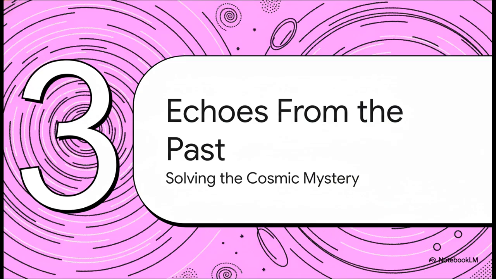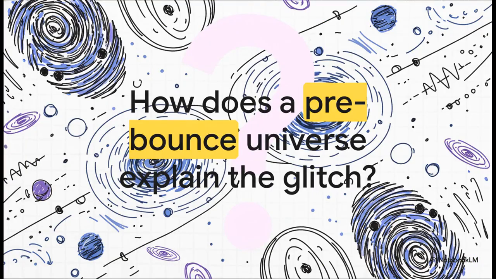Okay, a bouncing universe is a super cool idea, right? But here's the million-dollar question. Does it actually explain that weird glitch we saw at the beginning? That strange anomaly in our cosmic baby picture? Right, this is where it all comes together. If there really was a universe before ours, did it leave any fingerprints behind? Well, loop quantum cosmology says absolutely yes.